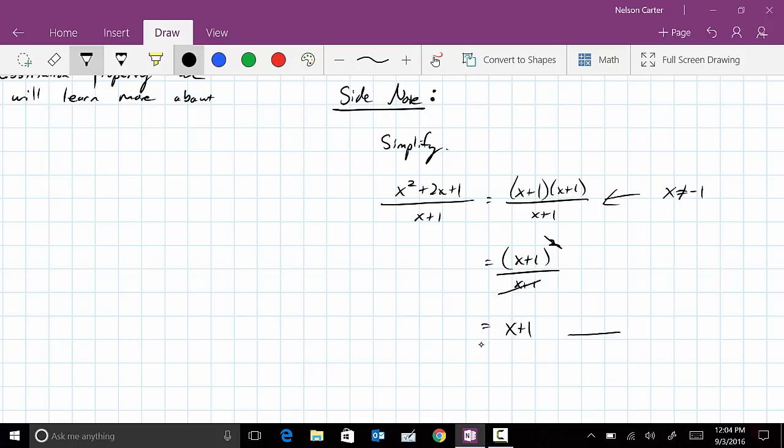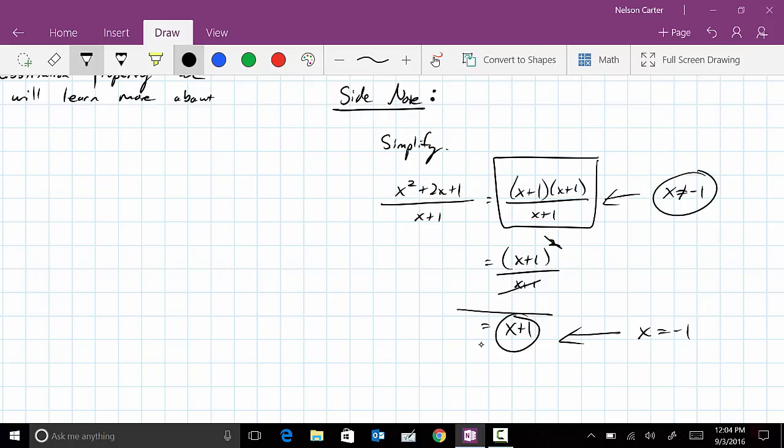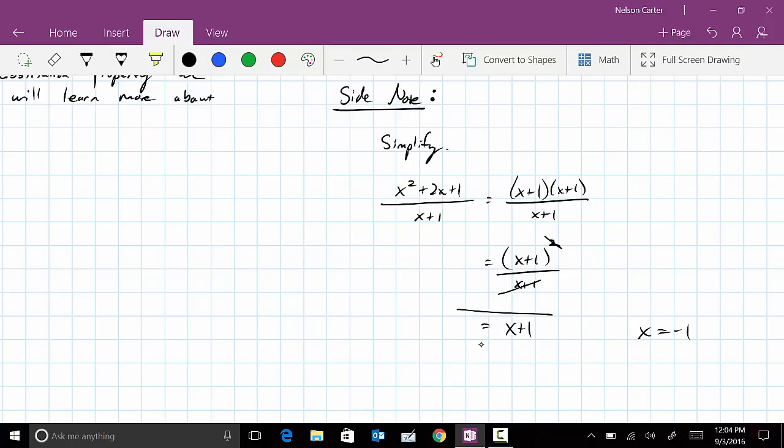But here, x can be negative 1. There's no problem with that. If you plug negative 1 into this expression, you have negative 1 plus 1, which is 0, and that's no problem. So negative 1 is not in the domain of this expression, but negative 1 is in the domain of this one. That means these are not equivalent. They are not the same thing, okay? So here's what that means.